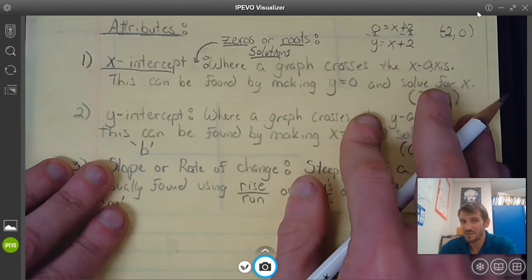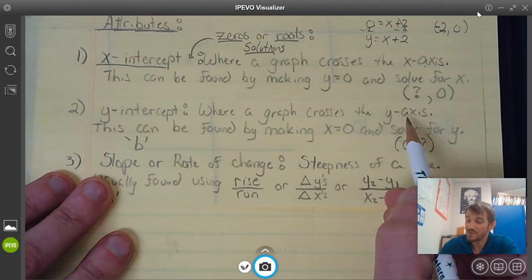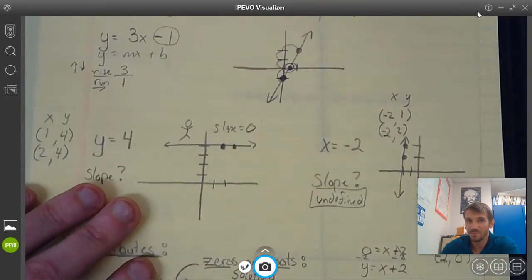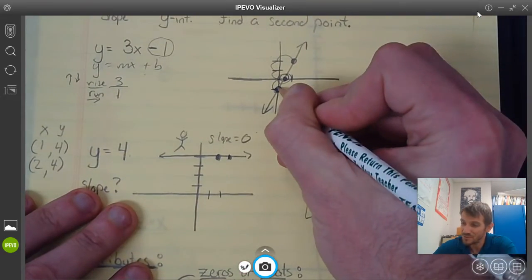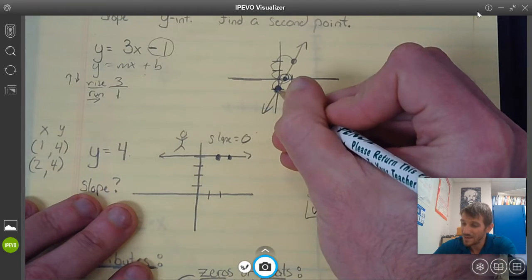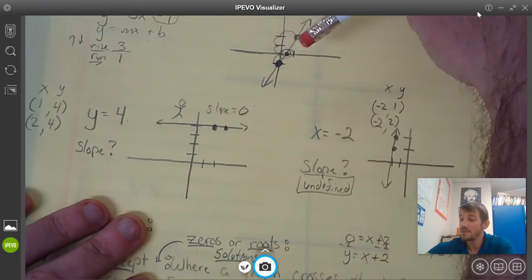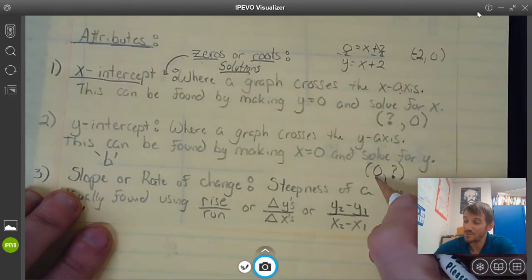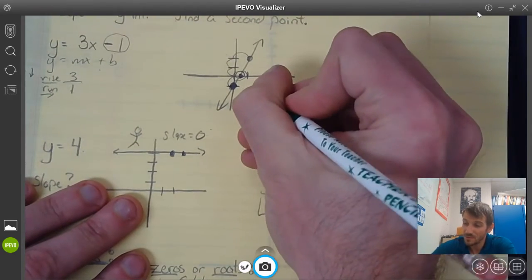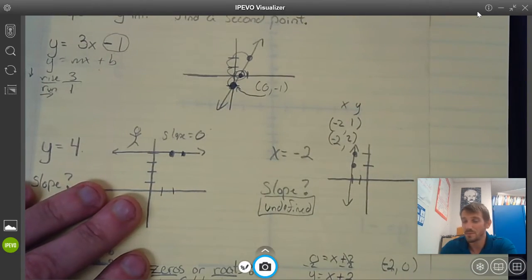Now, the y-intercept is the exact opposite. The y-intercept is where the graph crosses the y-axis. Remember, we call that b, y equals mx plus b. So, for example, this one was exactly right here, and you'll notice that it crossed exactly at negative 1. So our y-intercept was at 0, negative 1 in this one example. 0, negative 1 is the y-intercept for that problem.